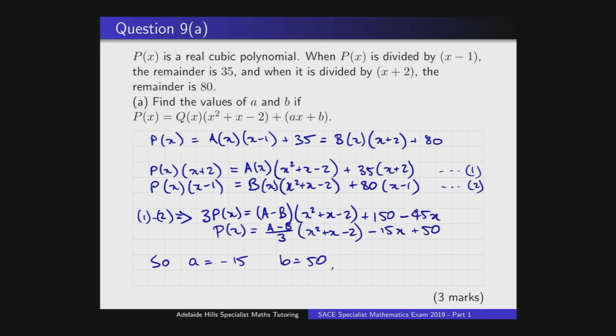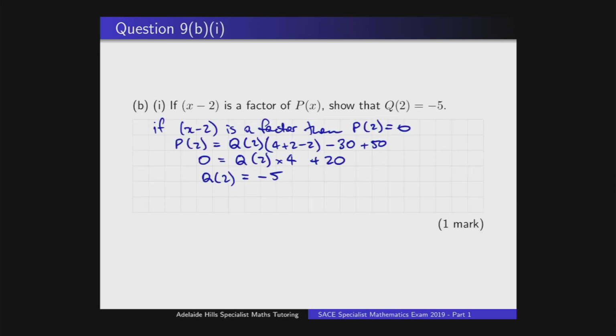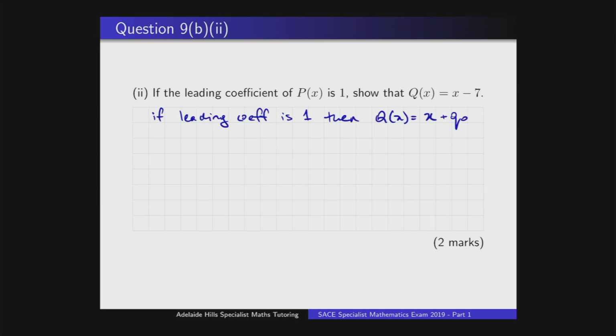and so q has to be at most a linear term, so it has to be of the form q1x plus q naught, and because the leading coefficient is 1, we know that the coefficient of the x term in q has to be equal to 1 as well, otherwise you'd get a mismatch. Okay, so that justifies why q has to be equal to x plus q naught.